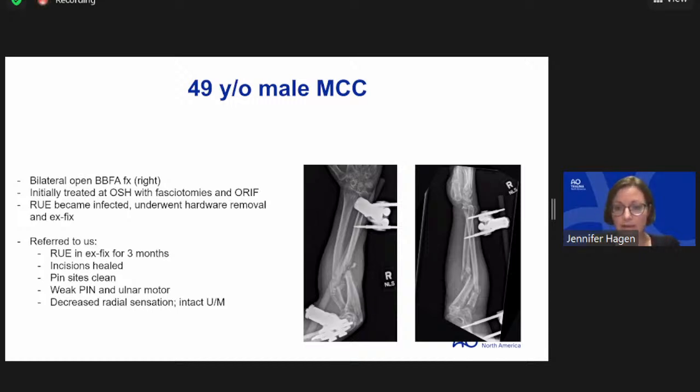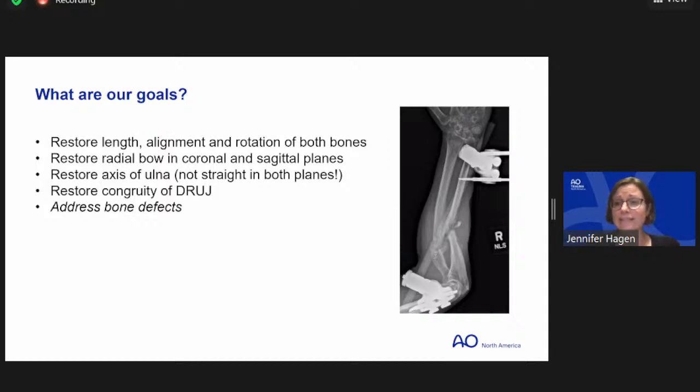So he's been in this frame for 3 months now, sitting just like this. His incisions have healed, thankfully, and his pin sites are clean. He's got some neuropraxia, some weak nerves in his forearm, and obviously has a lot of pain. So looking at this is a hot mess, right?